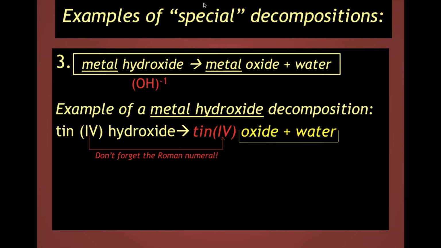So we have 3 special things, one with chlorate, one with carbonate, and one with hydroxide. They each have their own way the products are made. And that's the oxide plus water, always part of the product.